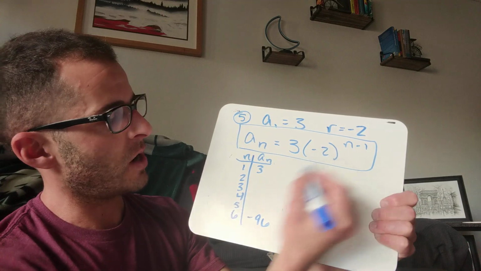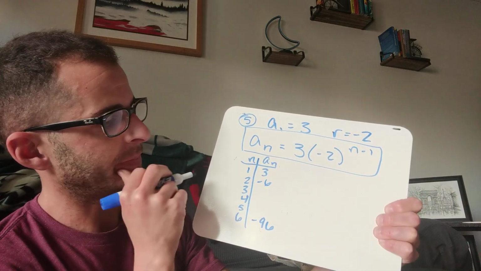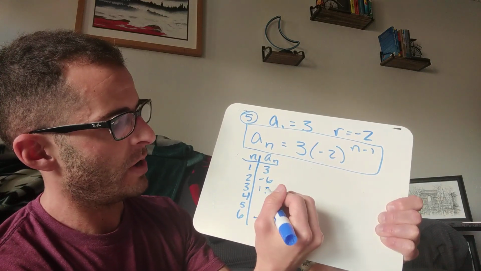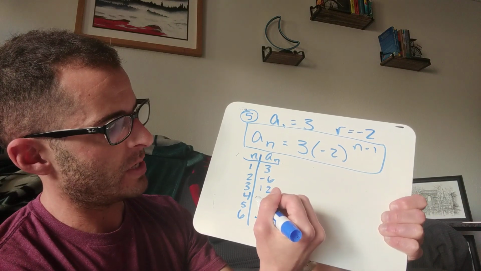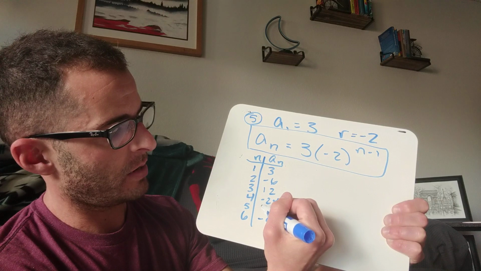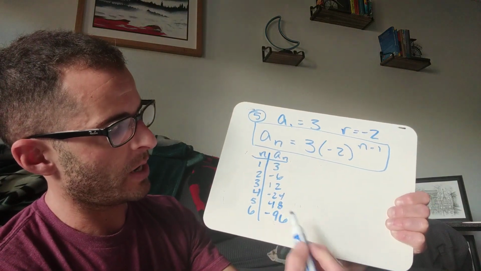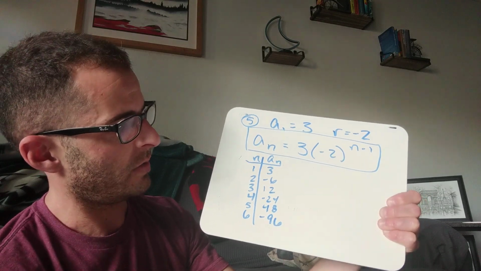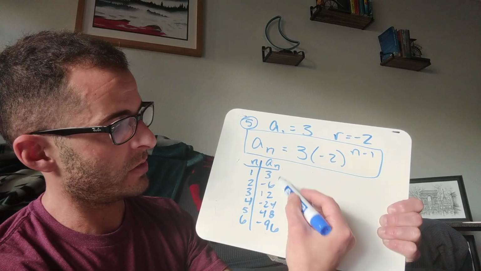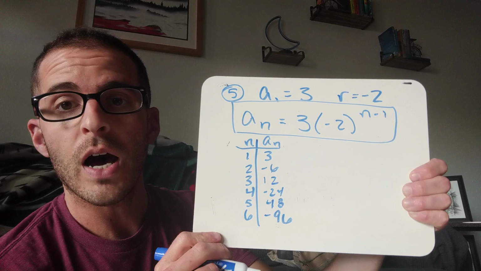So, well, I could start plugging it in, but 3 times negative 2 is negative 6. Negative 6 times negative 2 is positive 12. Positive 12 times negative 2 is negative 24. Negative 24 times negative 2 is positive 48. And it works out. 48 times negative 2 is negative 96. So go ahead and graph this. I think you can tell it's kind of going to be all over the place. Remember, we're not trying to connect the dots here.